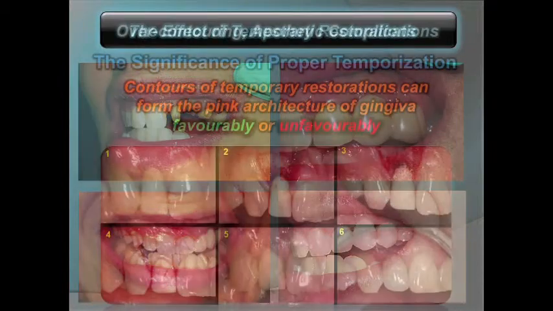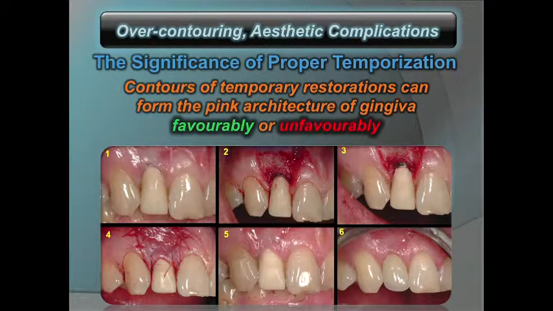Okay. So how did you correct that? And you just, pardon me? How did you correct that? Just with the temporary? So yeah, the temporary, the contour was very prominent here. So the contour was very prominent, causing the tissue to migrate apically.